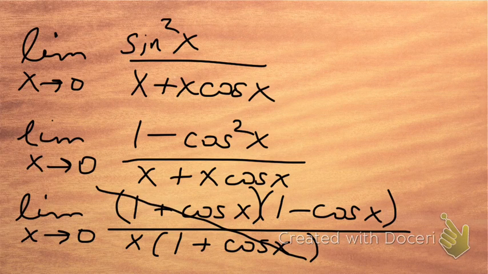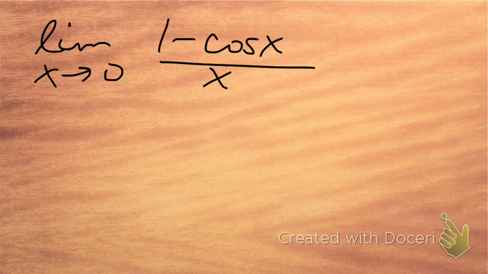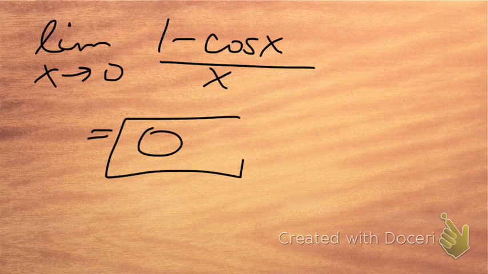What remains is the limit as x approaches 0 of 1 minus cosine x over x, and we have a special trig limit here. Whenever we see this, we say that is 0. That's one of our new properties. So the limit is 0. Who knew?